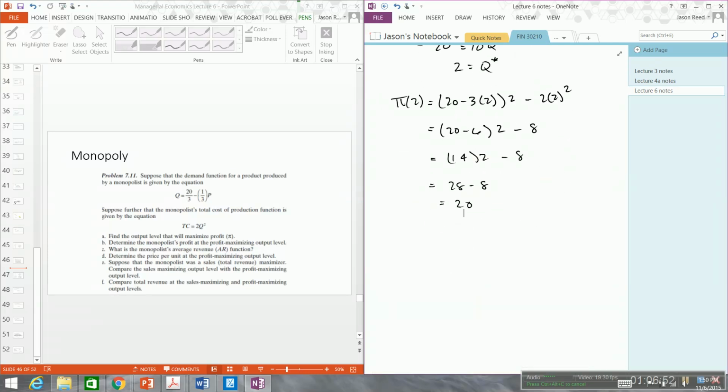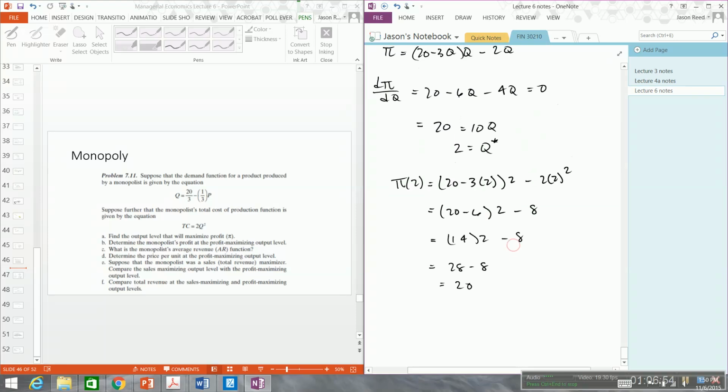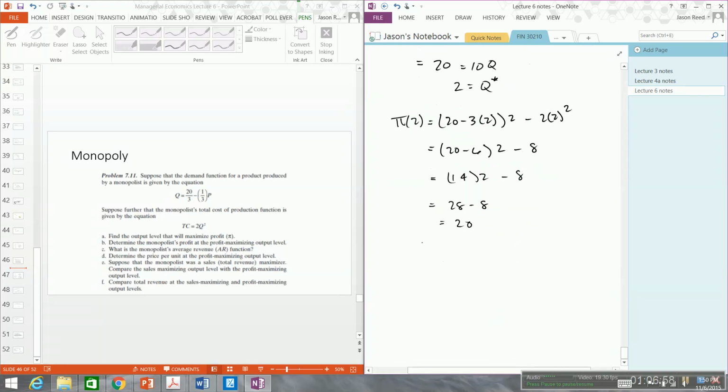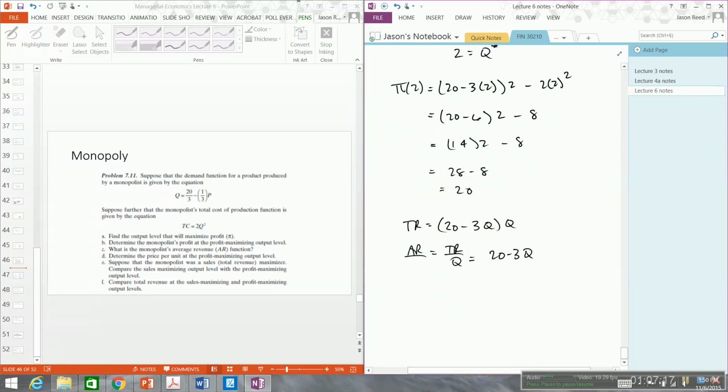What is the monopolist average revenue function? So if we want average revenue, total revenue is going to be 20 minus 3Q times Q. So average revenue is equal to total revenue divided by Q. So we have 20 minus 3Q. That's our average revenue function.